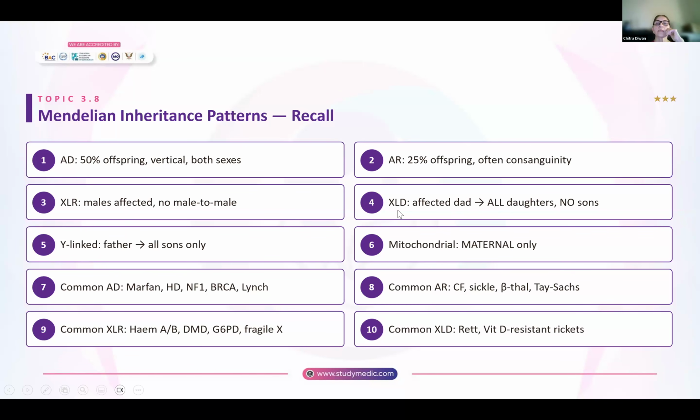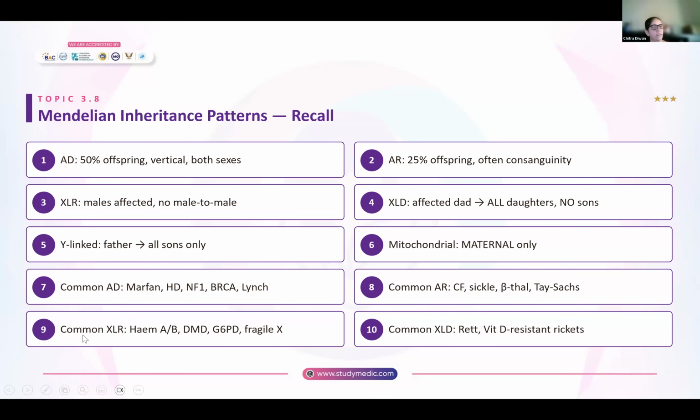In X-linked dominant, if the father is affected, all the daughters are going to be affected, the sons are going to escape. If it is Y-linked, the transmission is only from father to son. Mitochondrial inheritance pattern is only from the mother. Okay. Common autosomal dominant traits or diseases are Marfan's, Huntington's, neurofibromatosis type 1, BRCA, and Lynch syndrome. Common autosomal recessive are cystic fibrosis, sickle cell, beta thalassemia, Tay-Sachs.